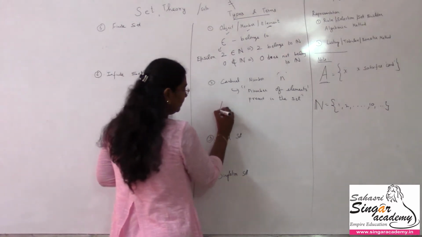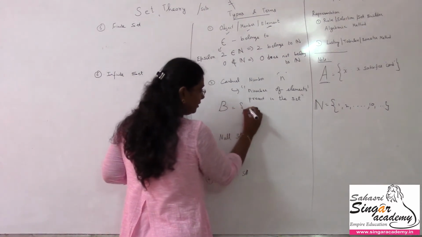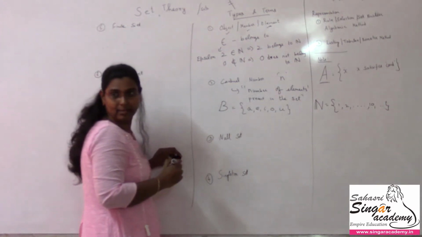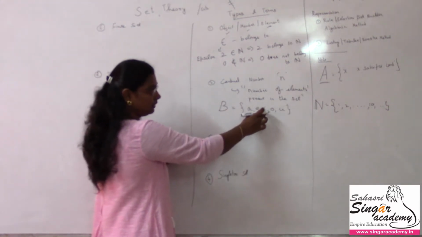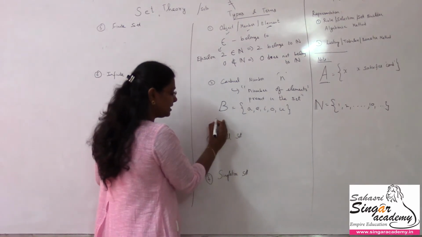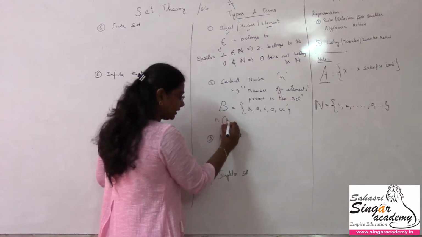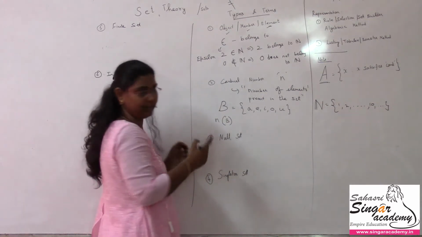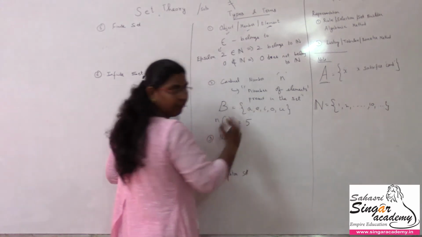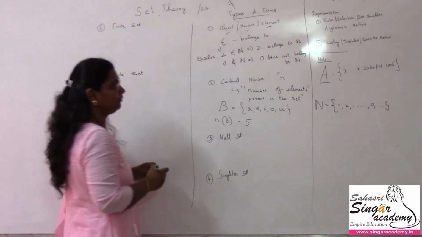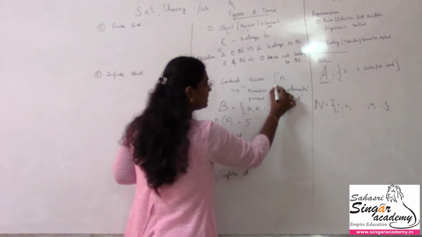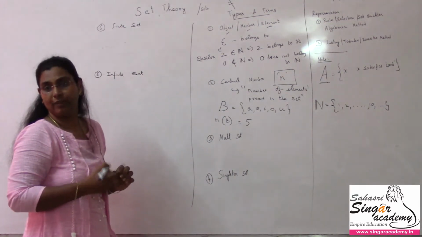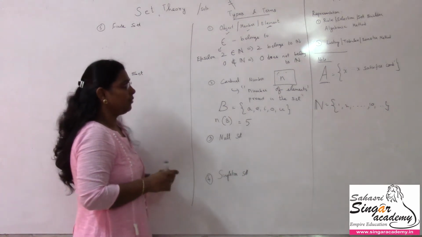If I take set B as the set of vowels in the English alphabet, A, E, I, O, U. Okay, how many elements are there? A 1, 2, 3, 4, 5. So we represent this as n of B. We read this as n of B, which means the number of elements present in B. n of B is equal to 5, right? So n always stands for the cardinal number, which means we are going to count the number of elements present in the set.